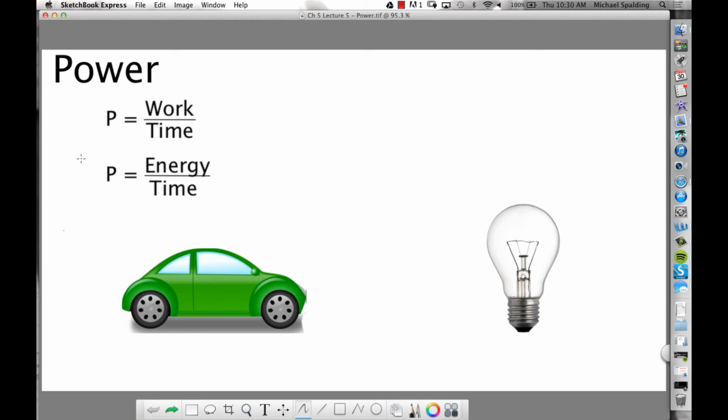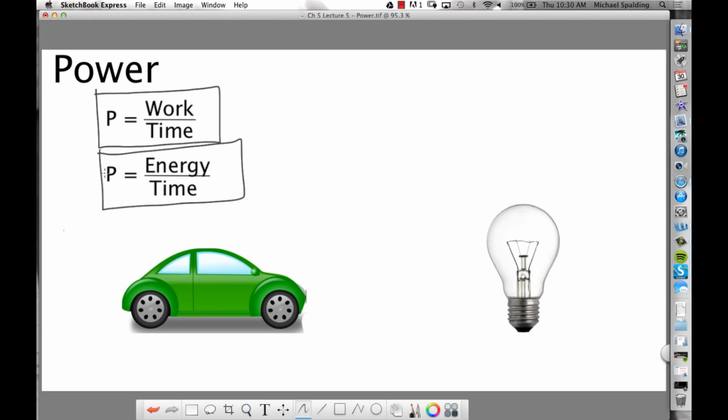It just depends upon what type of problem you're doing. Sometimes you'll be doing a problem where it's talking about like a guy is doing work and it takes him 5 seconds to do the work, calculate his power. If the problem is using work, then you're going to use this definition of power. Other problems are going to be talking about energy. Your refrigerator uses this much energy in this much time. So you could calculate power looking at it that way.